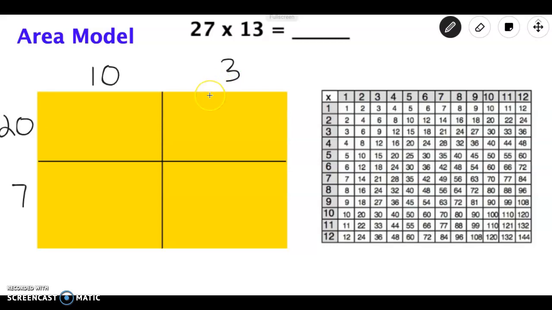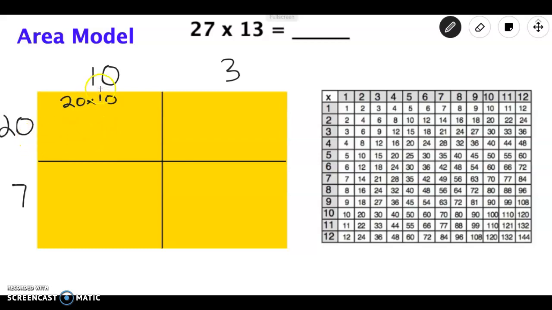Now that I have that set up, I am going to start multiplying the numbers together. First, I'm going to start with this box right here. And to get the answer for this box, I'm going to take 20 times 10. Just kind of going across like this and up. So 20 times 10, I'm going to write that down right here. That's what I'm thinking in my head. When you do yours, you don't have to write this part. You can just write the answer.